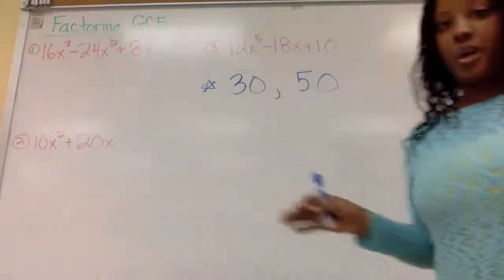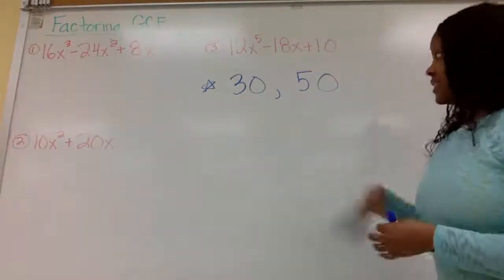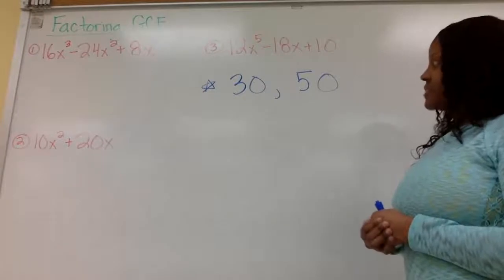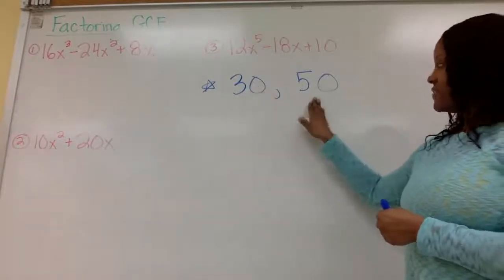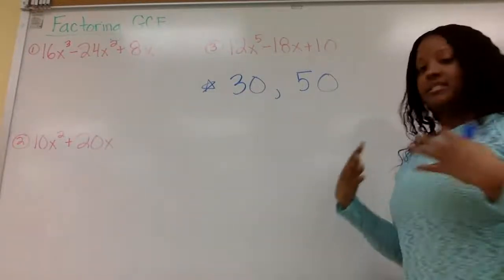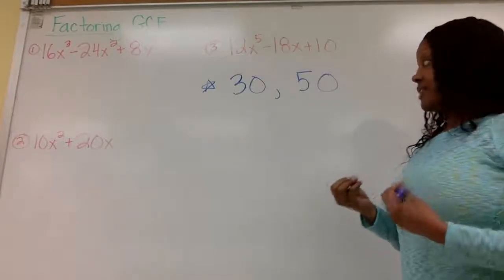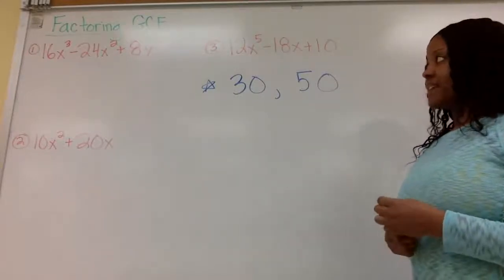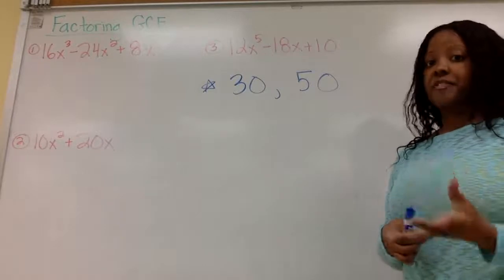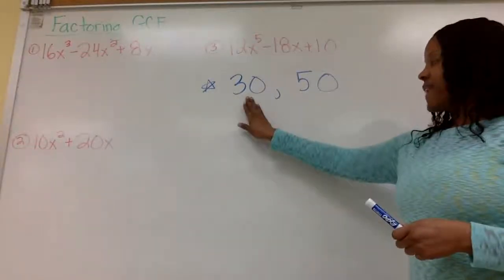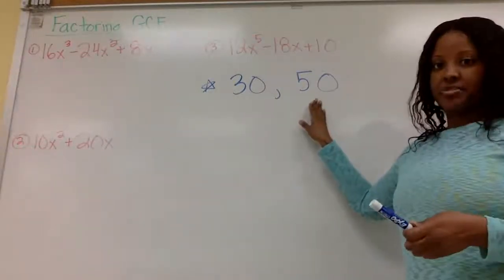Now, I'm sure out there we're all at different levels. Some of us can look at these two numbers and say, hey, the biggest number that goes into 30 and 50 is the number 10. And I don't have a problem if you're already there at that level. However, I'm going to show you how to find the greatest common factor by using your factor trees. So we're going to do a factor tree for 30 and we're going to do a factor tree for 50.